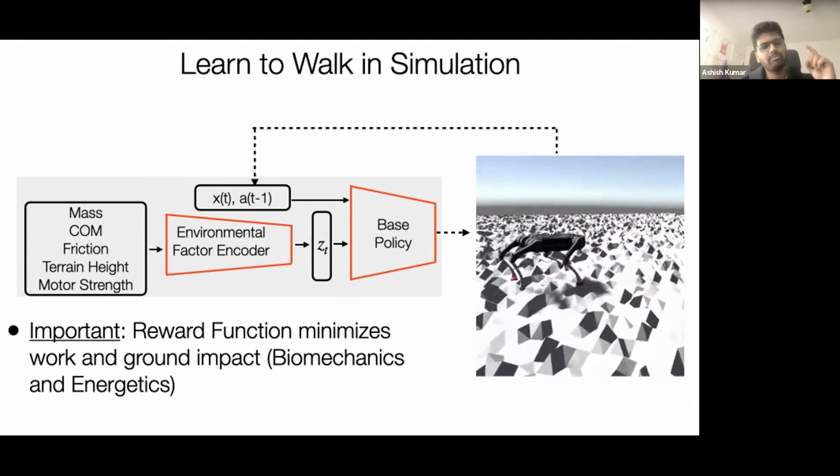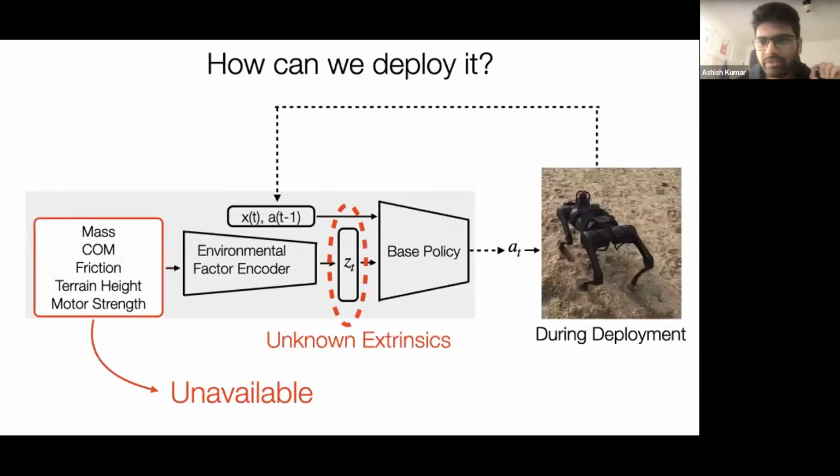Now let's try to deploy it. But the moment we try to do it, we notice that there is one big problem. We don't know what the exact payload or the center of mass or the friction of the ground or any of these are in the real world. So we don't know the extrinsics which the base policy needs to be able to work. Now, this is what people call the simulation to real gap.